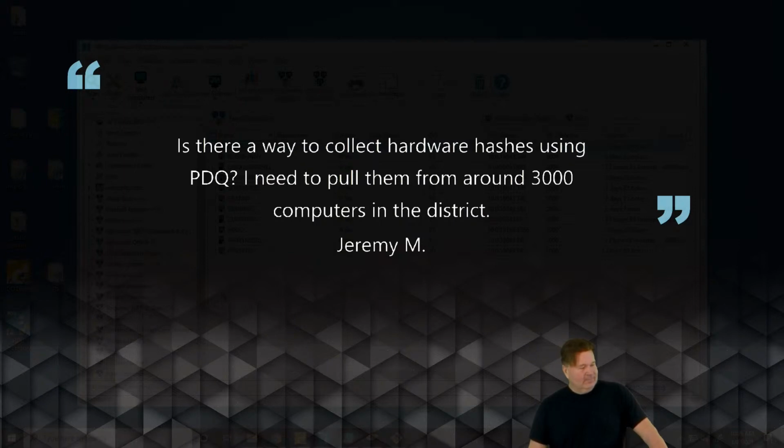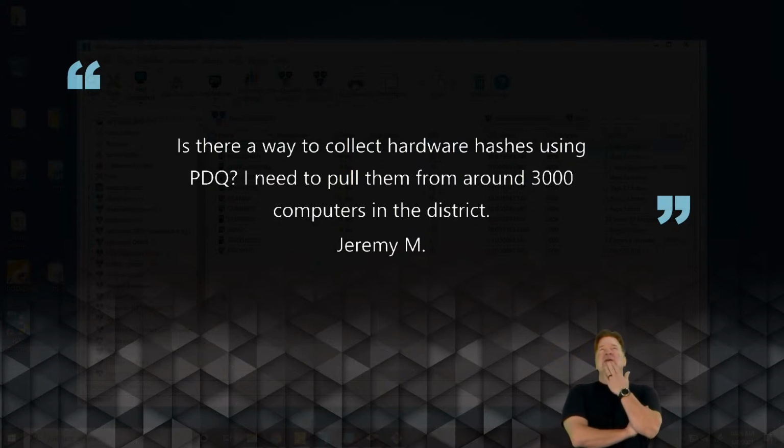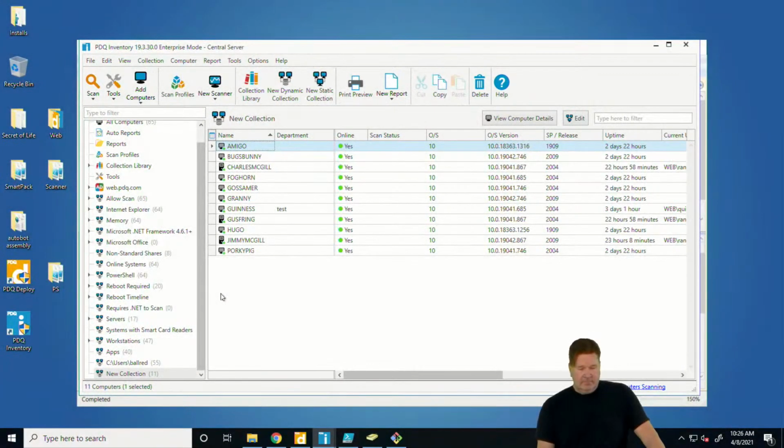Is there a way to collect hardware hashes using PDQ? I need to pull them from around 3,000 computers in the district. Sincerely, Jeremy. Hardware hashes. This one we kind of covered a little bit in the chat earlier. Basically, there is a Windows Autopilot info script that apparently grabs the hardware hash. There's a command line you can run, I think it's Install-Script and then the name, Get-WindowsAutopilotInfo. But I think that's going to export into a CSV, not an inventory.